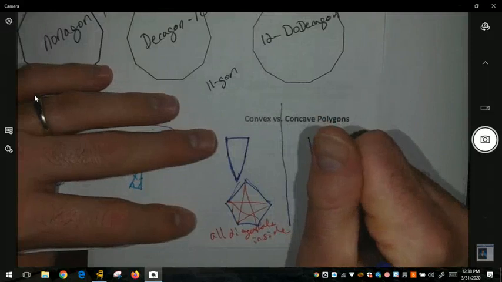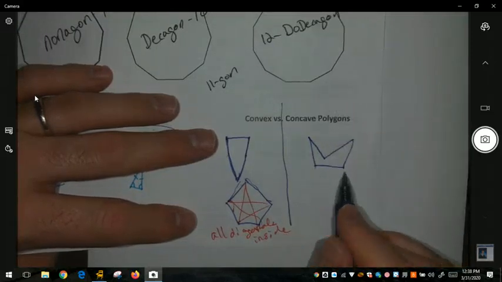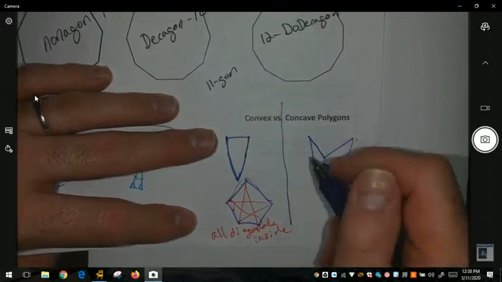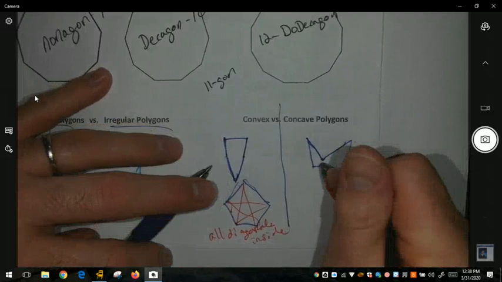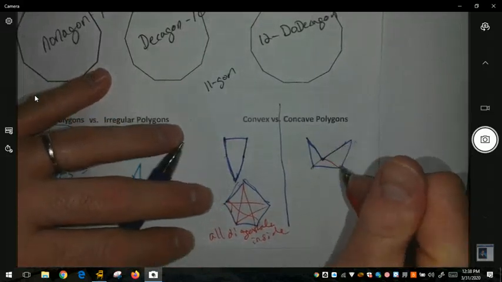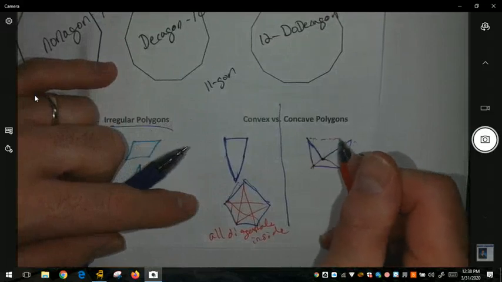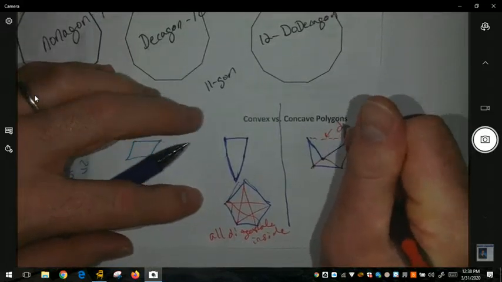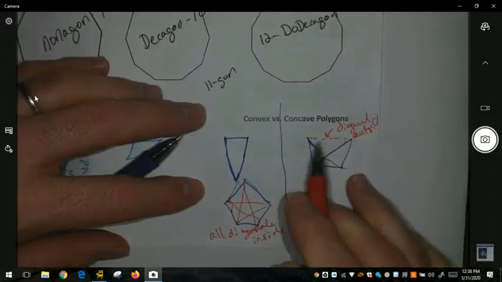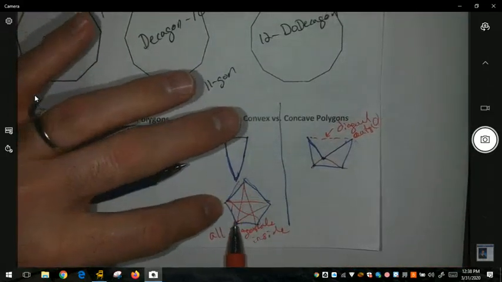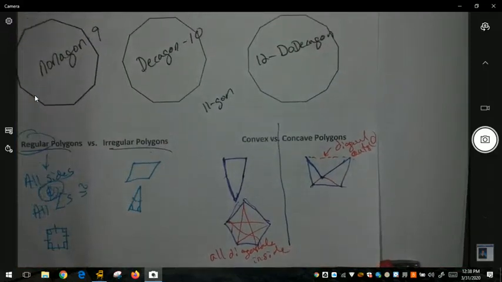Concave is where I have a shape maybe like this, where some of them point outward, but at least one of them points inward. If you look, this is pointing inward to the shape. In addition, when I connect my diagonals, which is any vertex to vertex that's not a side, there's one diagonal falling outside. I think it's easier to remember whether it's pointing out. If all vertices are pointing out, it's convex. If any are pointing in, it's concave.